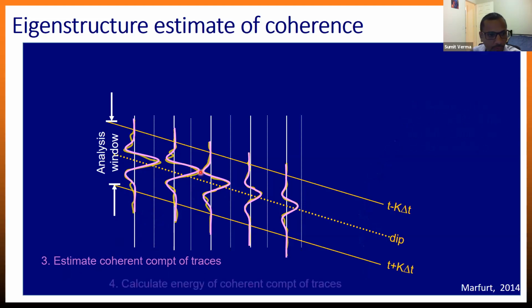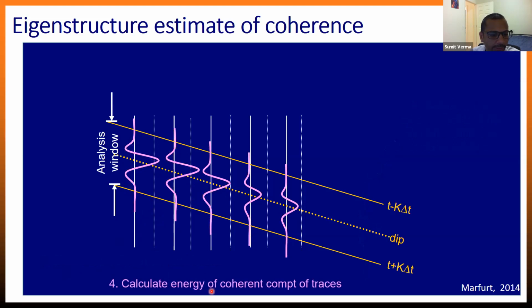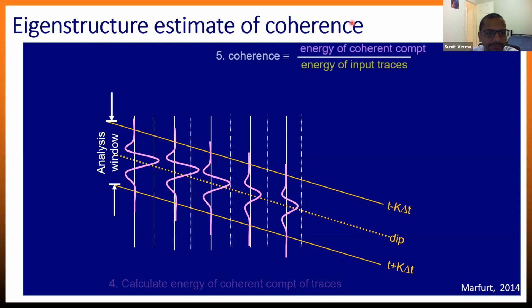And further on, you calculate the energy of these components by, say, squaring it. And then now you just take a ratio of energy of the coherent component of the data and the input energy. So it's basically the coherent energy divided by the total energy here. And that gives you the coherence.